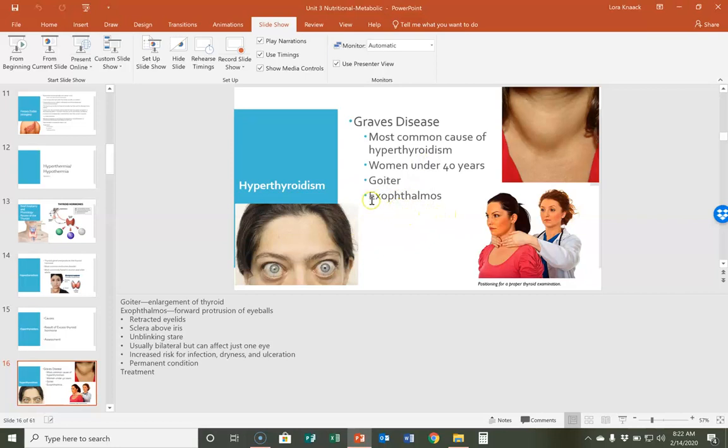Another thing that we look for is exophthalmos. Sorry, guys. This is a forward protrusion of the eyeballs. You can see this in this picture here. The eyelids retract, the sclera above the irises decrease. There's an unblinking characteristic stare to these people. They usually are affected bilaterally, where both eyes are affected, but sometimes it can just be one eye.